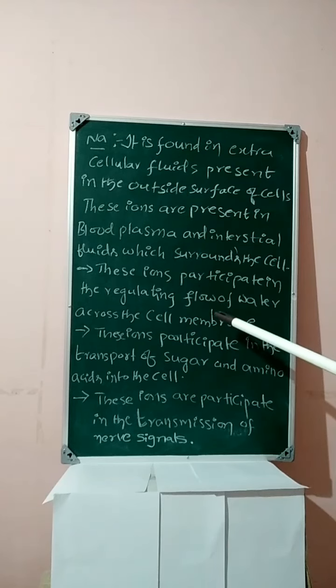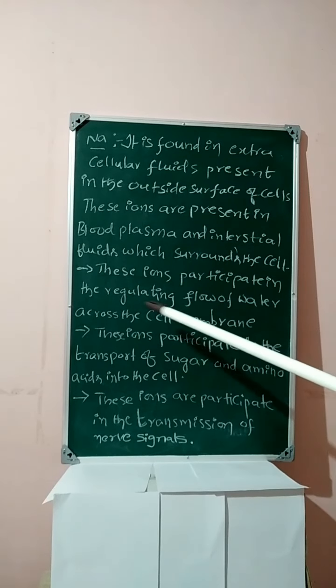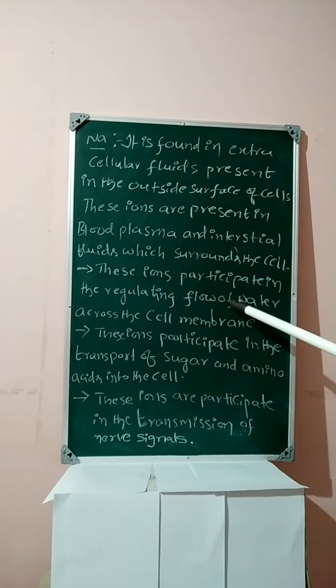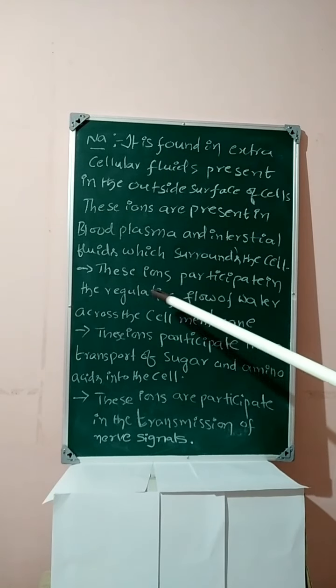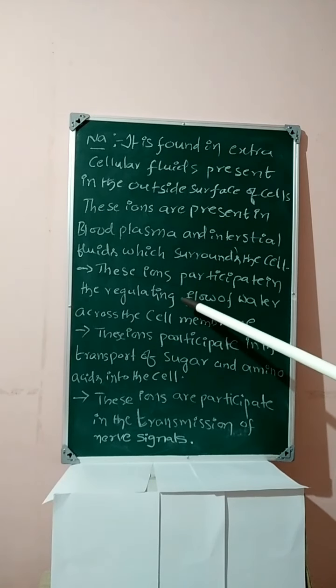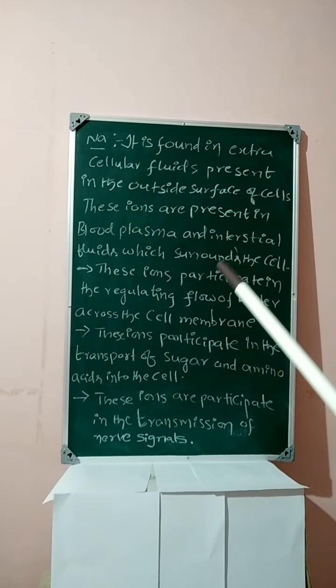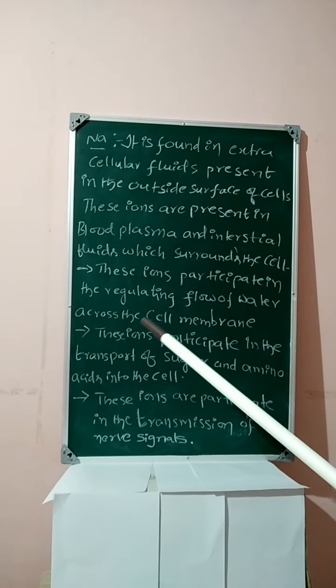Less water is flowing across the cell, that can be increased. That is regulating flow of water. A regulator can be used to increase and decrease the speed of a fan. Here also, the flow of water can be regulated by using sodium ions.